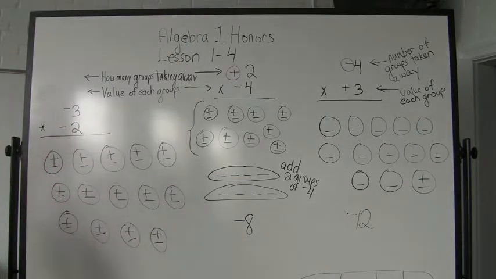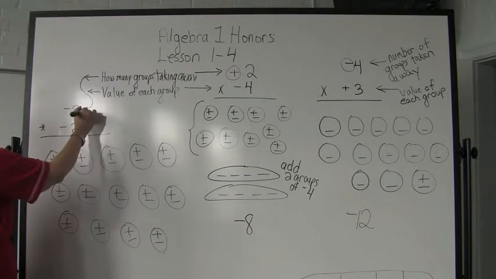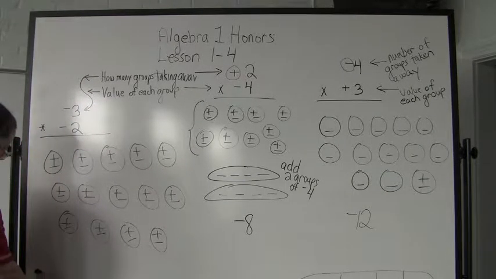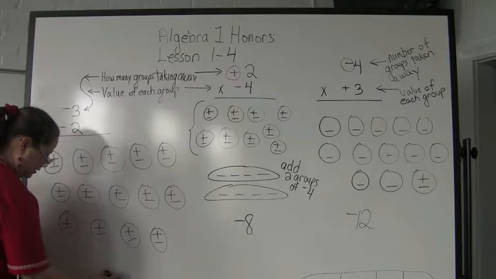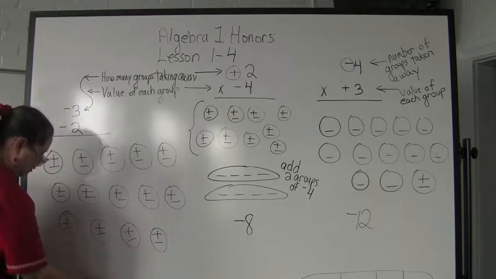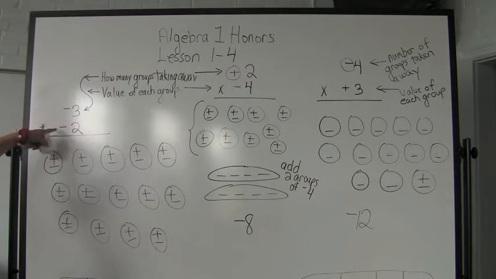Okay, that's probably enough zeros there. And then we're going to take away 3 groups. So I'm going to draw them down here, but remember, we're taking them off the table. 1, 2, 3 groups. And they're each going to have a value of minus 2.